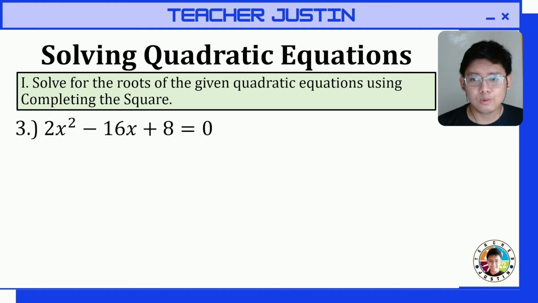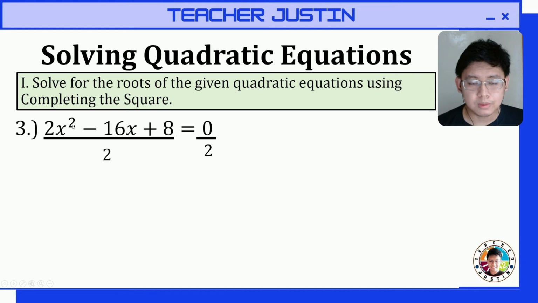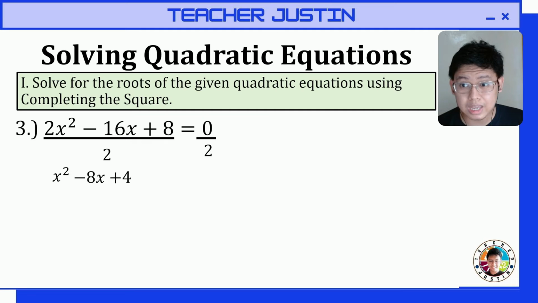Now, solving using completing the square. In solving a quadratic equation using completing the square, our first step is to make sure that the numerical coefficient of our leading term is equal to 1. If we have a numerical coefficient on x squared, we have to divide both sides by the numerical coefficient of our leading term. So we divide each term by 2. 2x squared divided by 2 will be x squared. Negative 16x divided by 2 is negative 8x. Then 8x divided by 2 gives us positive 4. It is equal to 0 divided by 2, which is 0.